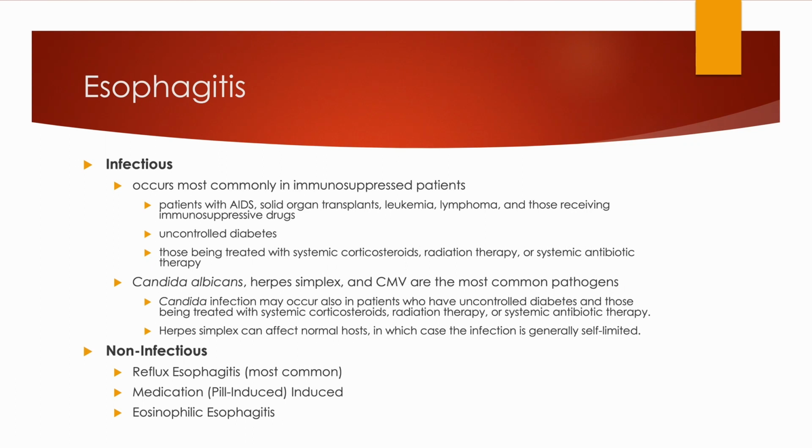Infectious esophagitis is most commonly caused by Candida. Candida is yeast, like a yeast infection or thrush in the mouth. We notice infectious esophagitis most commonly in immunosuppressed patients. So we're talking about patients with AIDS, solid organ transplants, leukemia, lymphoma, and those receiving immunosuppressive drugs. We even see this in uncontrolled diabetes. We also can see it in patients taking systemic corticosteroids or receiving radiation therapy, or even with systemic antibiotic use.